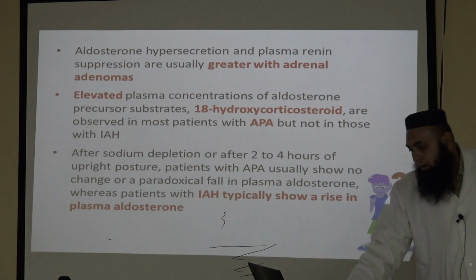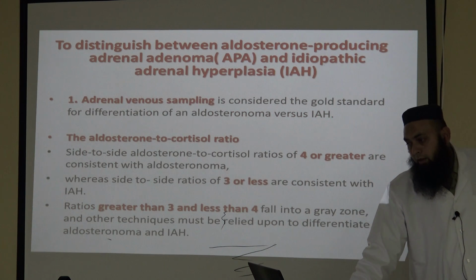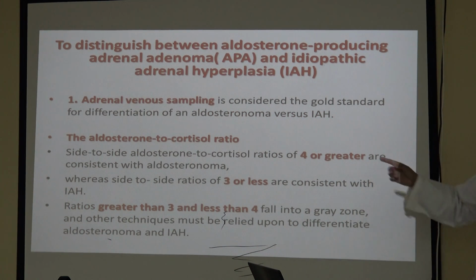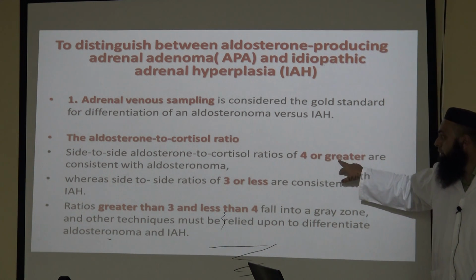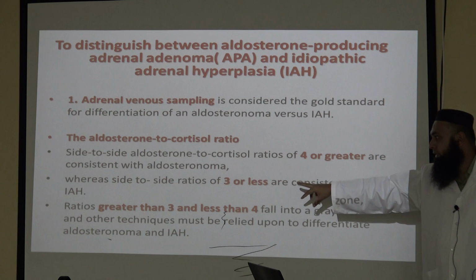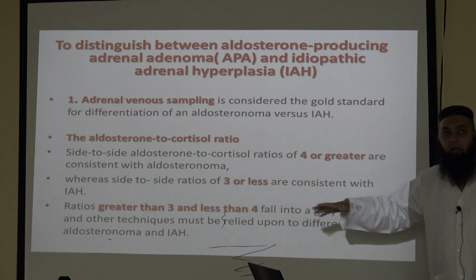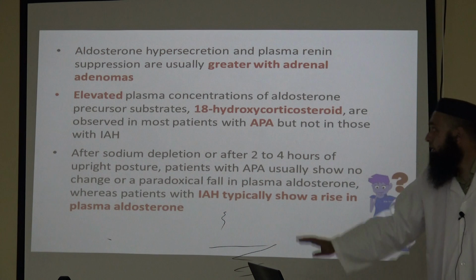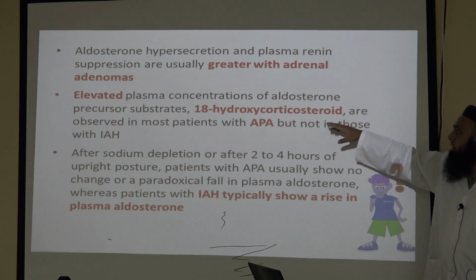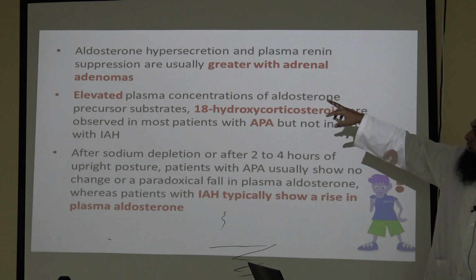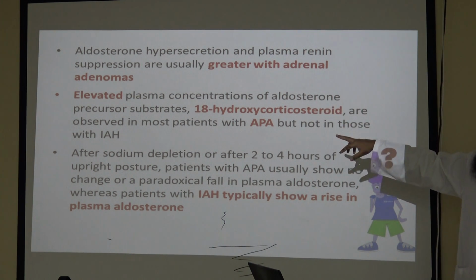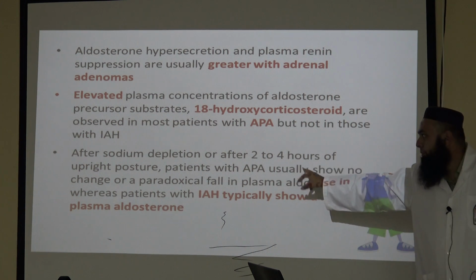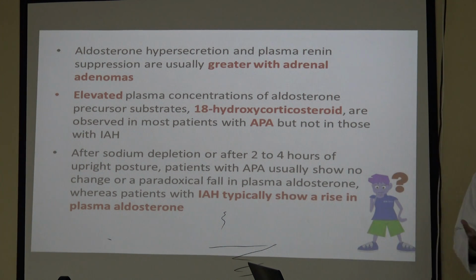So we did the sampling and looked at the ratio of aldosterone and cortisol. If it's 4 or greater, it's adenoma. If it's 3 or less, it's hyperplasia. If in between, do other tests: 18-hydroxycorticosterone, the aldosterone hypersecretion and plasma renin suppression greater with adenomas, and the third thing, sodium depletion: hyperplasia will respond, adenoma will not respond.